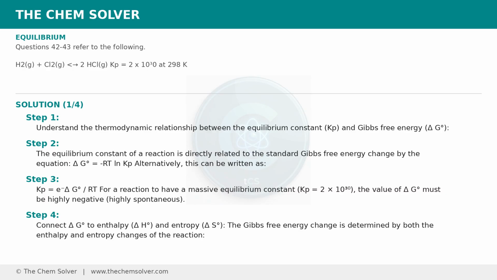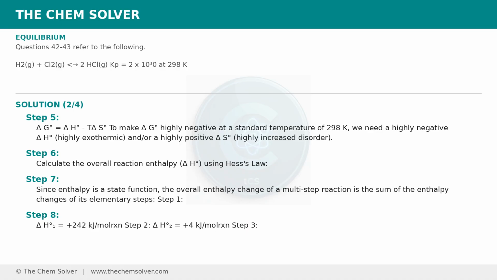Connect delta G degrees to enthalpy, delta H degrees, and entropy, delta S degrees. The Gibbs free energy change is determined by both the enthalpy and entropy changes of the reaction. Delta G degrees equals delta H degrees minus T delta S degrees. To make delta G degrees highly negative at a standard temperature of 298 Kelvin, we need a highly negative delta H degrees, highly exothermic, and/or a highly positive delta S degrees, highly increased disorder.